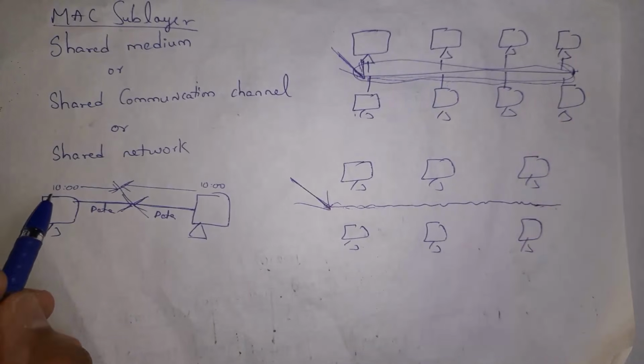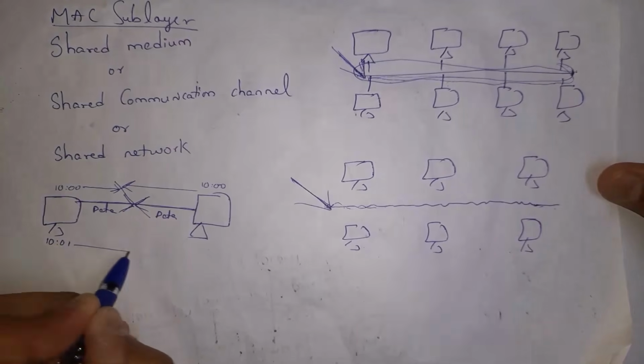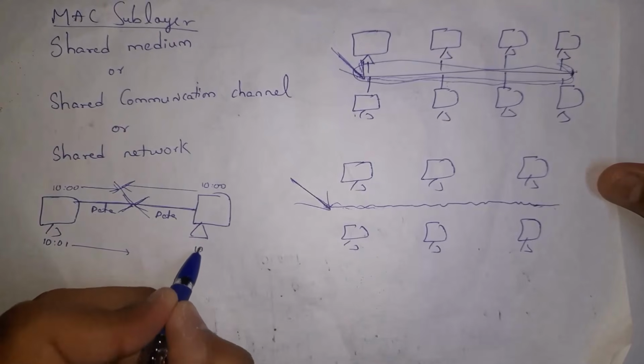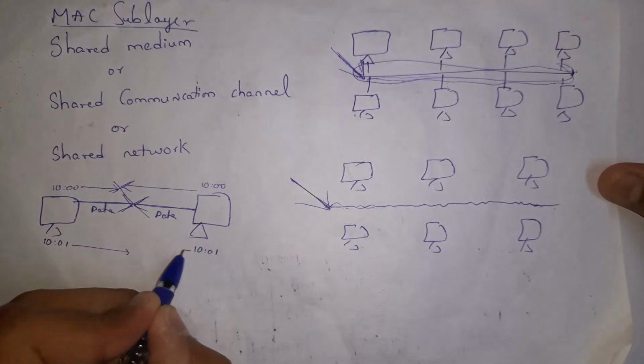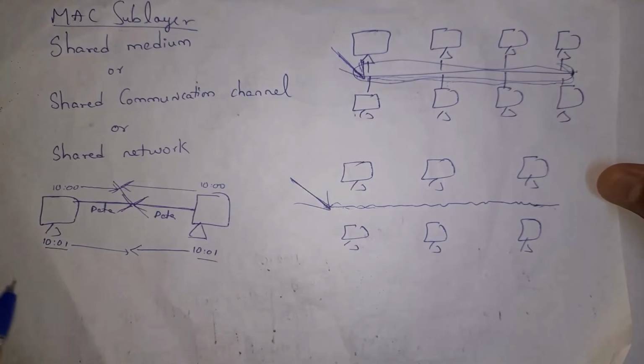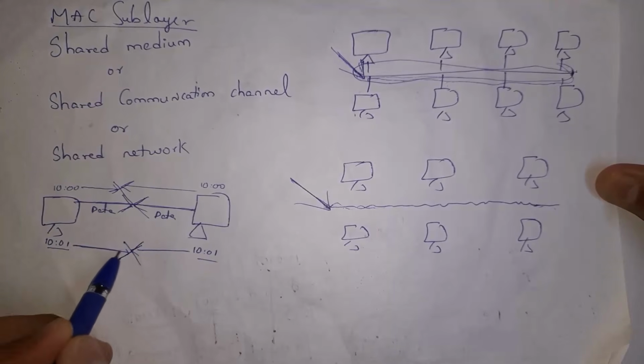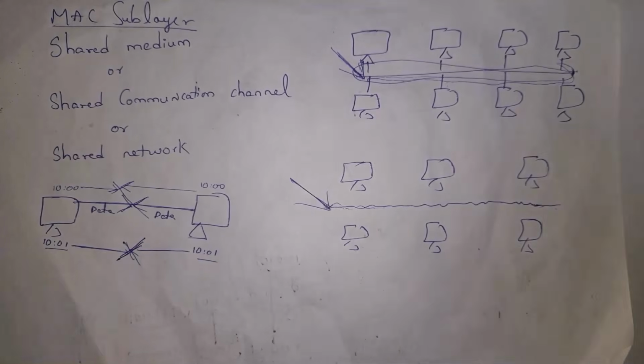For example, these computers will again send data at fixed time, like at exactly 10 o'clock 1 second, this computer will send data. And similarly, at 10 o'clock 1 second, this computer will send data. As both computers are sending data again at fixed time, that is 10 o'clock 1 second, again two computers are sending data at the same time, again collision will occur. That is why if collision occurs, computers need to send data at random time, not fixed time. If they send at fixed time, again collision will occur.